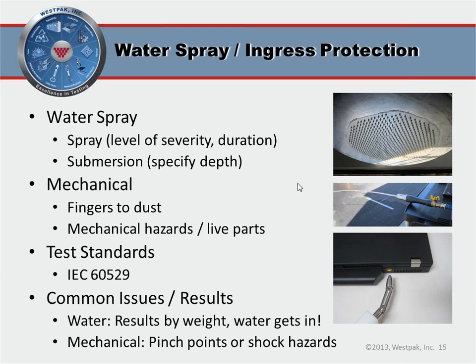So first up, water spray. In the test standard, there's 8 and now 9 levels of severity. The least severe is a light sprinkling of water, and that's the upper right-hand picture. It's what's called a drip box. There's a bunch of little needle-like holes on the bottom of the drip box. You put water in it, it drips down on your product.